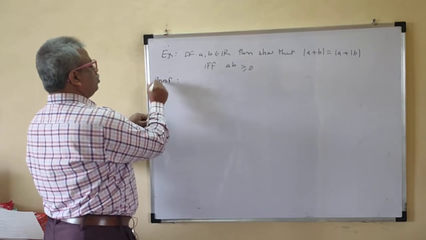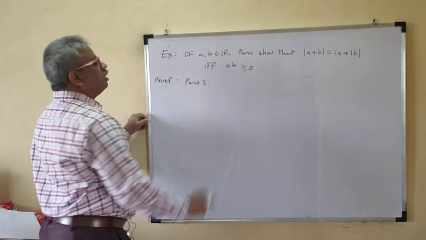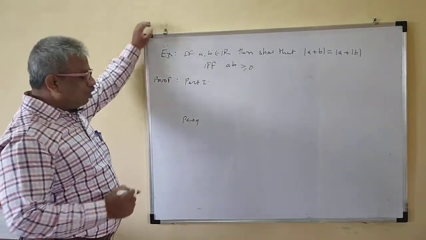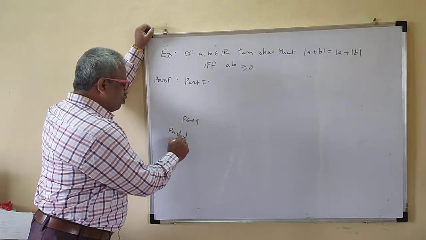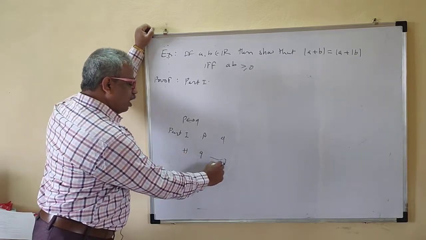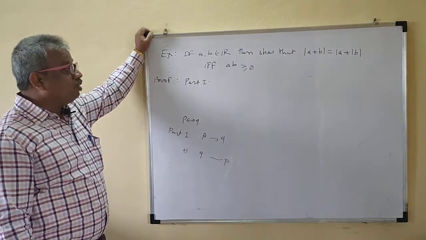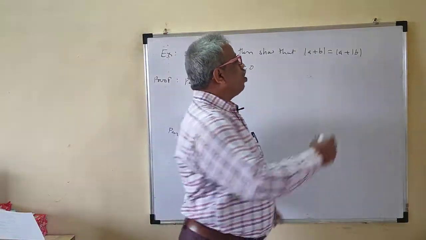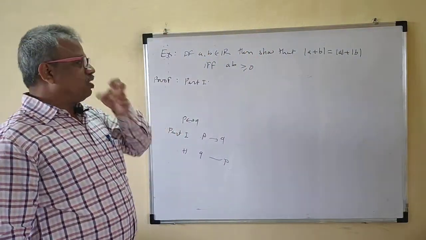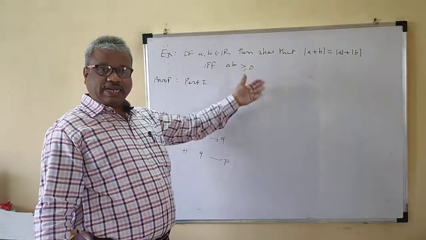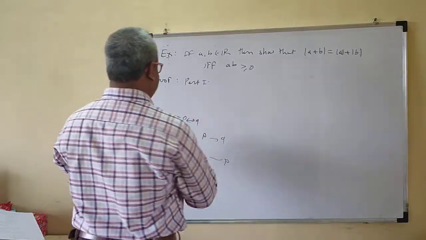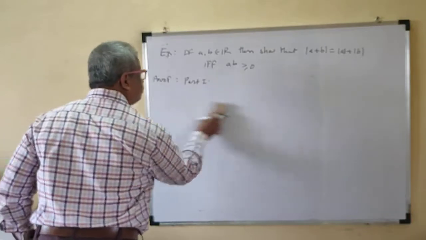proof of solution. Okay. Part 1. Because this is in the if and only if form. So P if and only if Q. So if you want to prove P if and only if Q, in part 1, assume P and prove Q. In part 2, assume Q and prove P. Right? So what will we assume? We will assume mod of a plus b is the same as mod of a plus mod of b, and we will prove ab is greater than or equal to 0. Next we will assume that ab is greater than or equal to 0. Then we will prove mod of a plus b is the same as mod a plus mod b. Okay, that we will prove. So first we will prove this one.